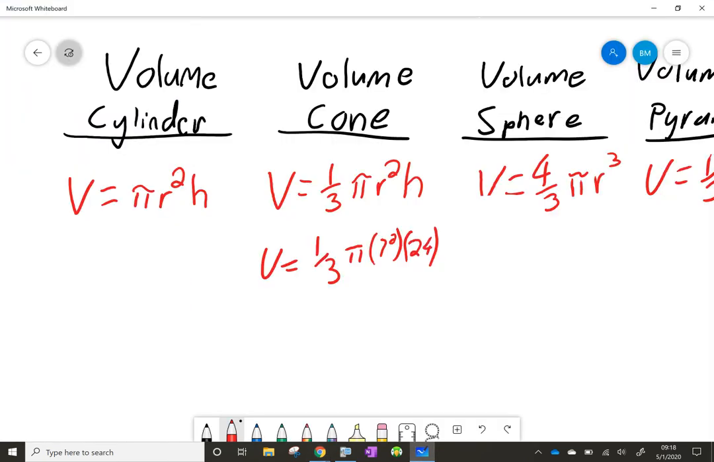Now, in this case, it says write the answer in terms of pi. So we're not actually going to plug in 3.14. We're just going to try and simplify all the numbers instead. So to simplify all the numbers, we're going to do 7 squared times 24. Let's figure out what this is real quick.